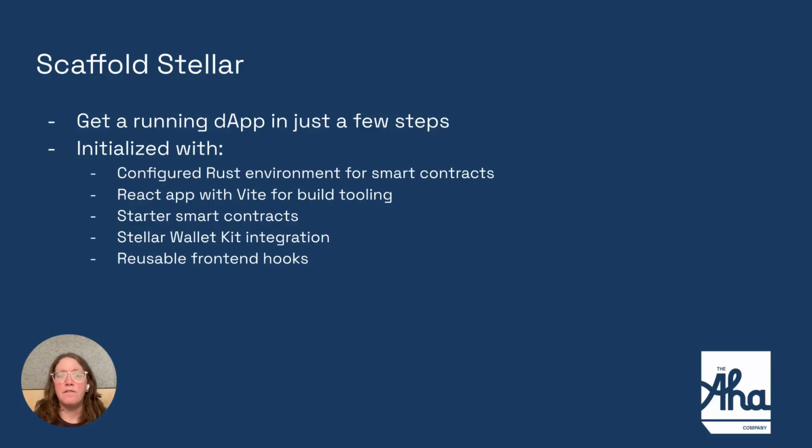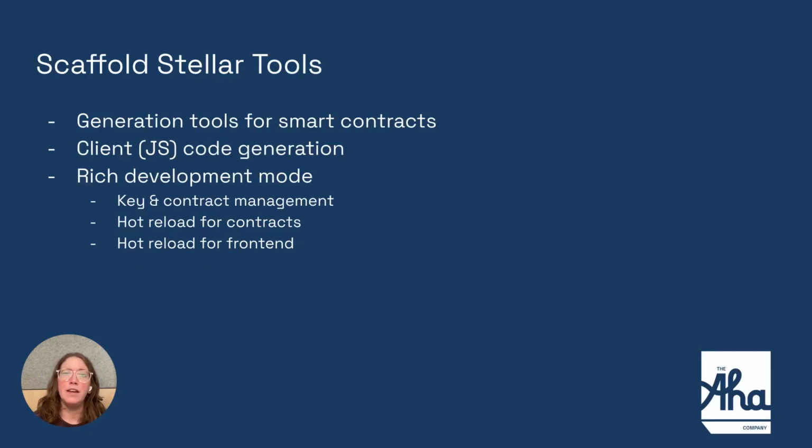It has a configured Rust environment for smart contracts, a working React app with build tooling. It has starter smart contracts. It has Stellar Wallet Kit integration and reusable front-end hooks. Some of the tools that you'll also have as you're developing your dApp are generation tools for smart contracts, client-side code generation so that you can interact with your smart contracts from a JavaScript front end, and a rich development mode in Scaffold Stellar that manages your keys and contracts, has hot reload for your contracts and hot reload for your front end as you're developing your app.